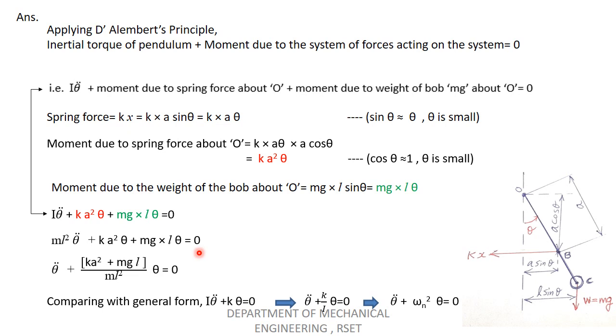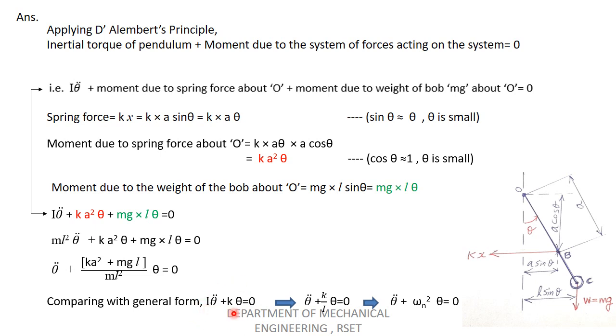Now we'll compare the equation which we have derived. This is actually the equation of motion. So we have completed our first task, our first aim. Our first objective is to find the equation of motion. So this is our equation of motion. Now we will compare this equation of motion with the general form.